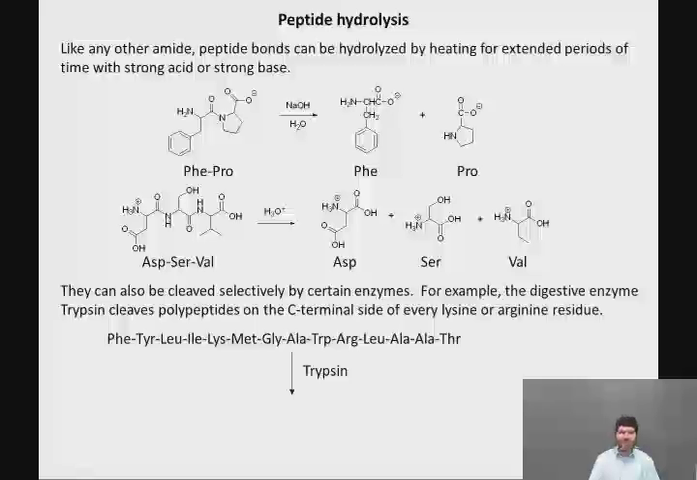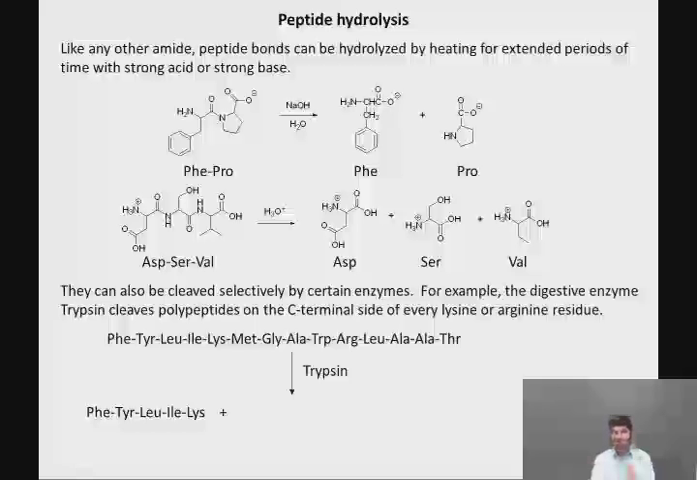Okay, so what I have drawn here is a 15 amino acid peptide, and if we take this 15 amino acid peptide starting from the N-terminus, you have phenylalanine, tyrosine, leucine, isoleucine, lysine. Okay, there's a lysine that's going to get cleaved with trypsin. So trypsin is going to cleave between the lysine and the methionine to give you fragment number 1. Now we have methionine, glycine, alanine, tryptophan, arginine.